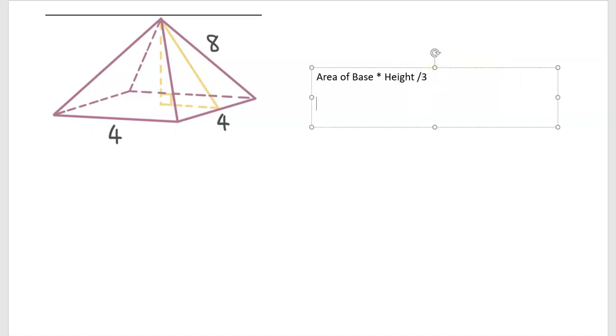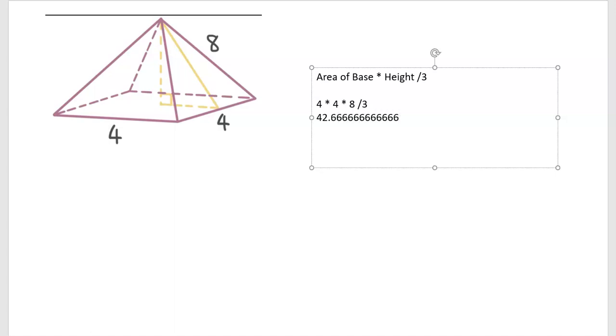So the area of the base, in this case, it's a square. And so therefore, it's going to be 4 times 4. If they don't tell you this 4, if they were to just not show you this 4 right here, as long as they tell you it's a square, you know that the length and the width are the same. So we do 4 times 4 times 8 divided by 3. That gives me 42.6 repeating.